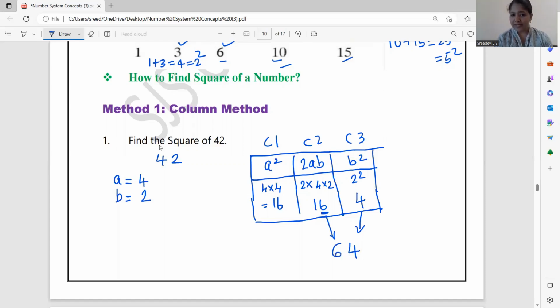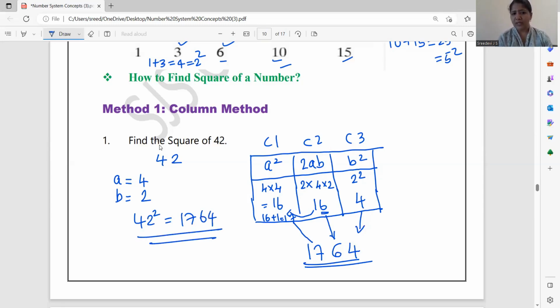The balance 1 is there. That balance 1 has to be added with this number. Here it is 16, right? We will add 16 plus 1. What answer will I get? 17, right? Because we don't have any further columns, we will write 17 itself. So the final answer will be 1764. What is the square of 42? 42 square is equal to 1764. Very, very easy only. Just revise and learn this way.